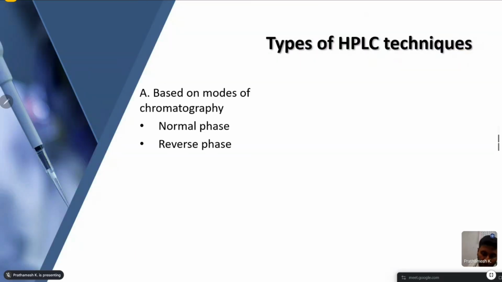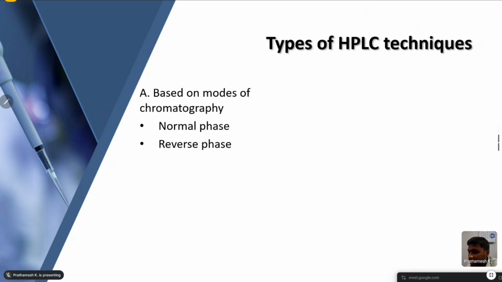In reverse phase, it is exactly opposite. In reverse phase, your stationary phase is non-polar. The commonest non-polar stationary phases are a C18 column or a C8 column. C is the carbon, okay? C18 or C8 columns are used in daily practice in the laboratory. And your mobile phase is polar. So here you would have water, methanol, acetonitrile. These are the commonly used solvents in the mobile phase in reverse phase chromatography.